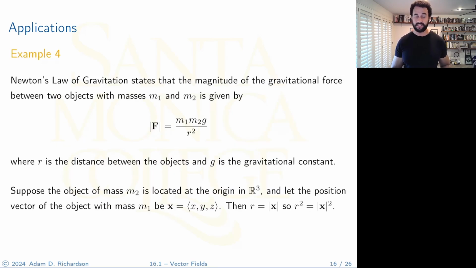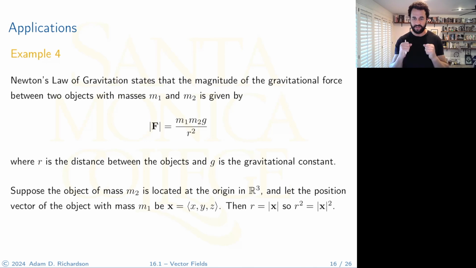Newton's law of gravitation states the magnitude of the gravitational force between two objects with these two masses is given by this formula here. So physics majors, I'm sure you've already heard about this a while ago and you've thought about it deeply. Now you get to think about it even more deeply. Here, r is the distance between the two objects and G is the gravitational constant. So we're going to look at this vector field in just a moment. We're going to get a formula for the vector field and then look at it in Mathematica as well.